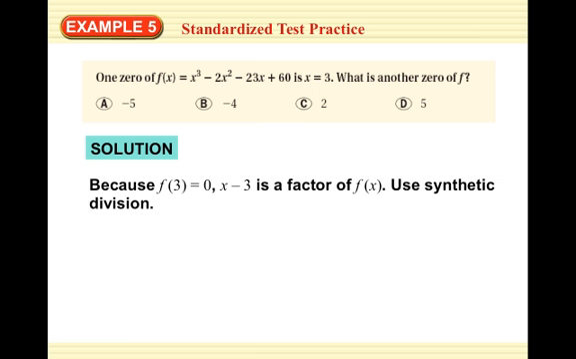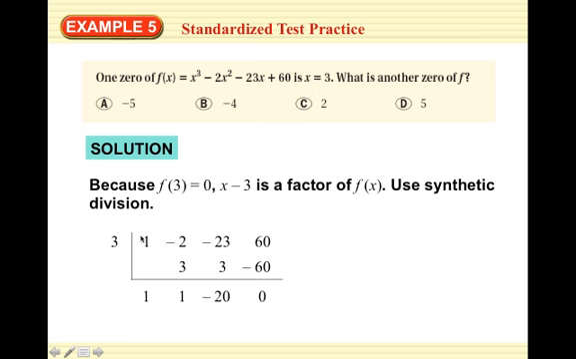Okay, because f of 3 equals 0, that's what it means to be a 0, x minus 3 is a factor of f of x, so we're going to use synthetic division, just like I said we would. All right, we have 3. The little arrow's not written there, but we know what to do there. So first, let's talk about getting this top row. Remember, that's just the coefficients. So you have 1, -2, -23, and 60.